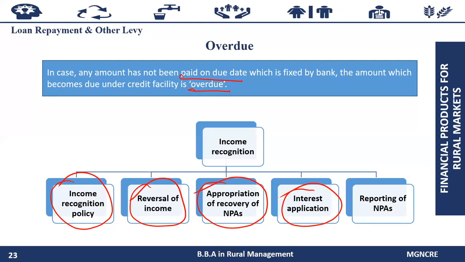Then reporting of NPAs. All the reporting needs to be done. Banks are required to furnish a report related to NPAs on every 31st March of every year after completing the audit.